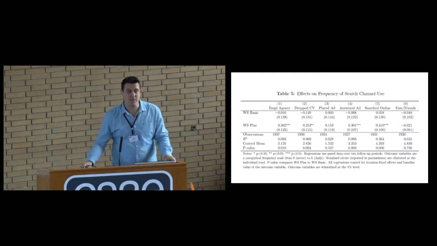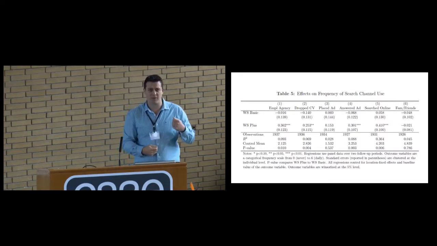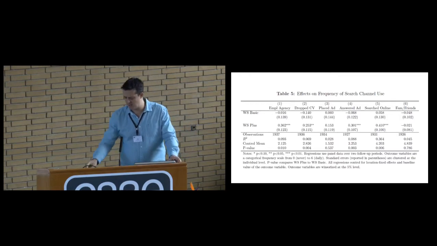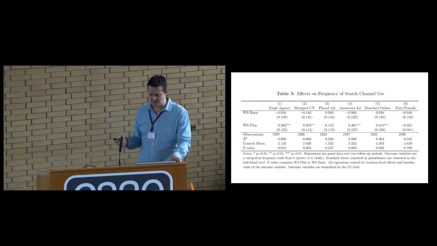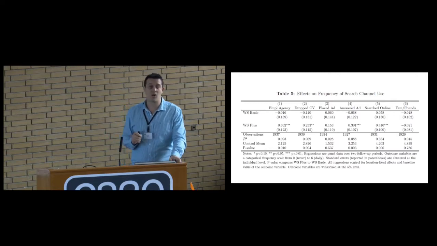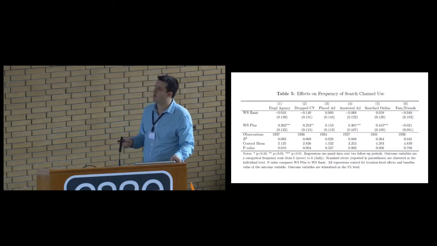So why does this happen? How can people, by changing their behavior without increasing the search hours, actually improve their search outcomes and the labor outcomes and the number of applications? Well, we specifically ask people to tell us how frequently they engage in different search channels, how frequently they visit employment agencies, how frequently did they drop off CVs, placed ads, answered ads, searched online, or contacted family and friends.